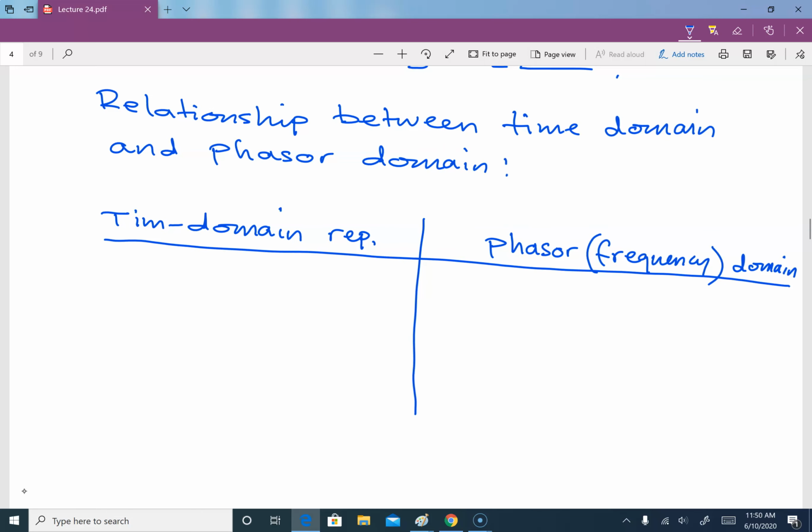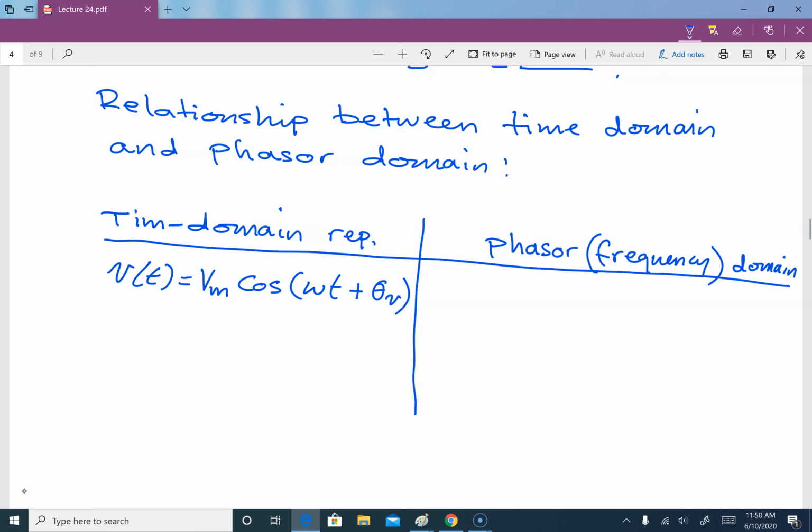So now, in time domain, if I want to express a voltage, that is v of t is equal to Vm cosine omega t plus theta v. That is the time domain representation of a voltage.